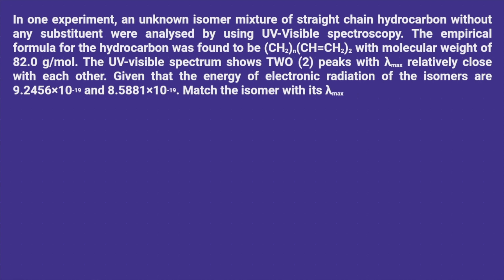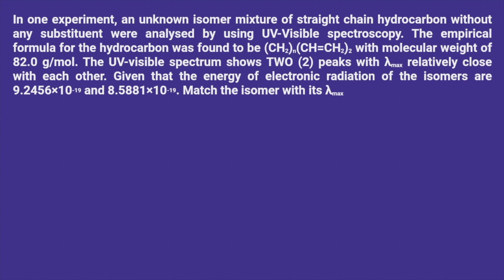Alright, now we are at the final question, which is the fourth question. In one experiment, an unknown isomer mixture of a straight chain hydrocarbon without any substituent was analyzed using UV-visible spectroscopy. The empirical formula for the hydrocarbon was found to be as such, with a molecular weight of 82.0 grams per mole.